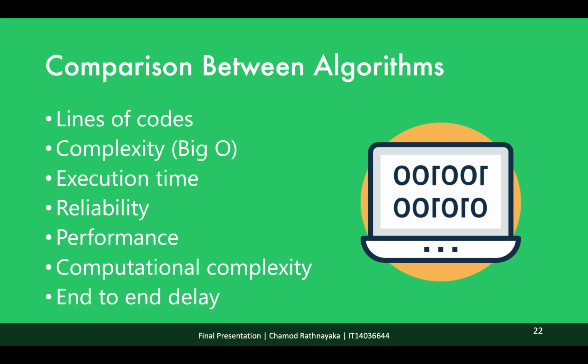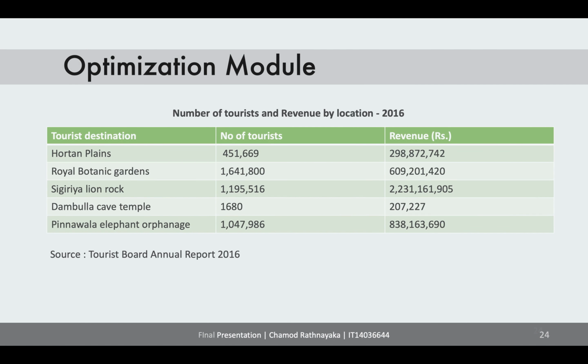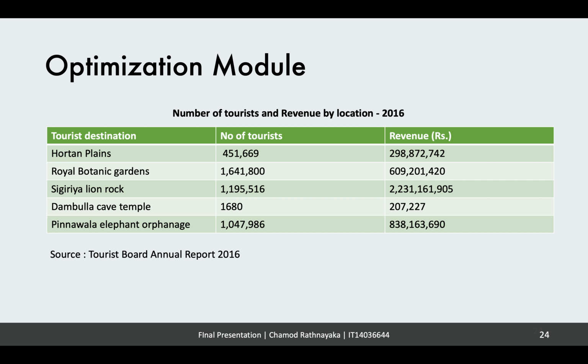Basically these are some of the comparisons between the algorithms, how this algorithm is better than others. So the optimization genetic algorithm, using the optimization module, we can divide the tourists for each location, but for that we need a fitness value, like what are the aspects we have to consider when dividing these tourists.